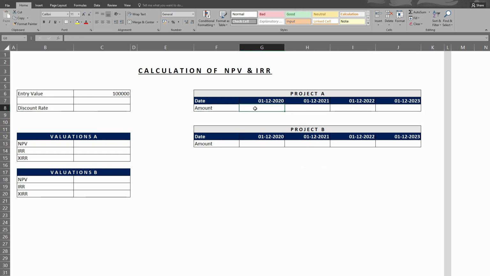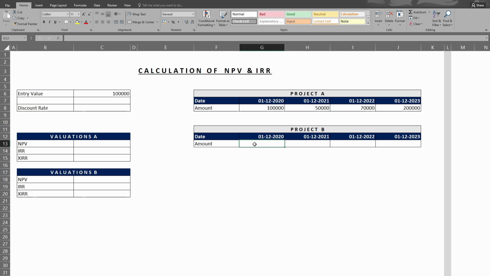So let's assume first we invested 1 lakh rupees in project A, and we assume after 1 year we will get a profit of 50,000 rupees. Then in the next year, 2022, we will get a return of 70,000 rupees, suppose, and we have planned to exit the business in 2023. Suppose we are going to sell the business in 2023. We sell the business, let's assume, for 2 lakh rupees. Okay, now let's go and calculate project B.